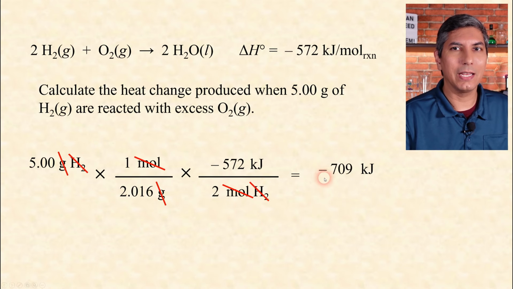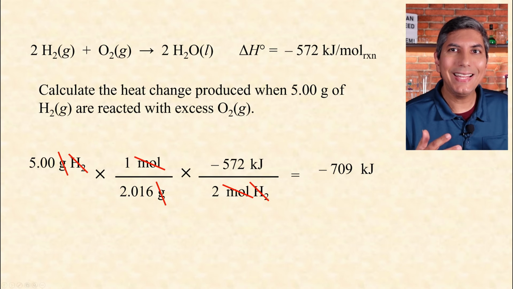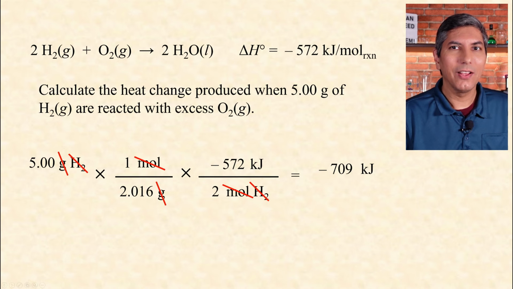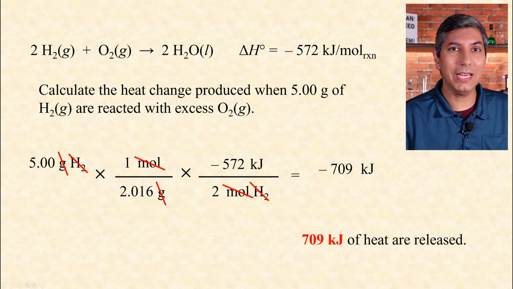The negative sign implies that heat is being released. So we can say that 709 kilojoules of heat are released in this reaction.